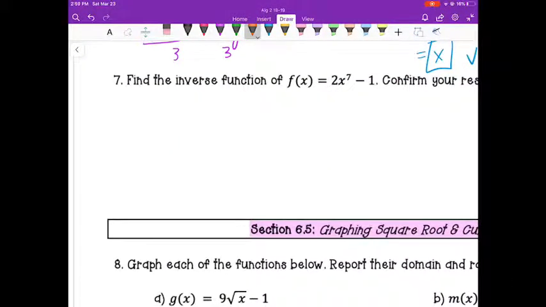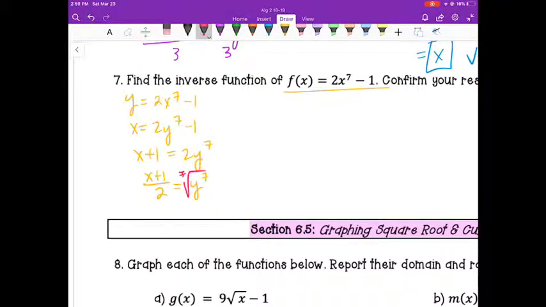So then for problem number 7, I'm just going to take the time to find my inverse function. You can check my work on eBackpack to confirm and how I confirmed it. So we start with y equals 2x to the 7th minus 1. Swap x and y, x equals 2y to the 7th minus 1. Solve for y. So I have x plus 1 equals 2y to the 7th. I'm going to divide by 2. And then to get rid of y to the 7th, I'm going to take the 7th root of both sides. So then my inverse function is the 7th root of x plus 1 over 2.